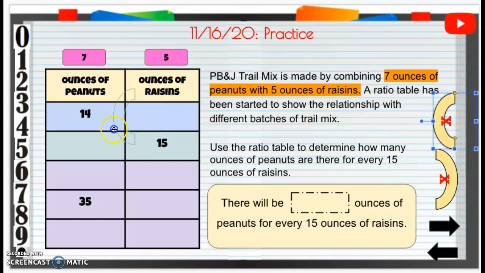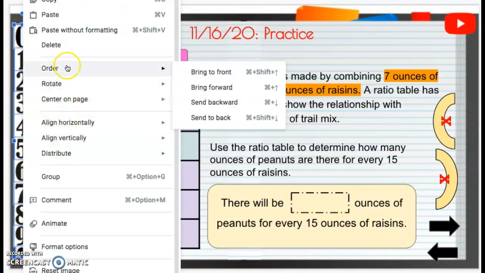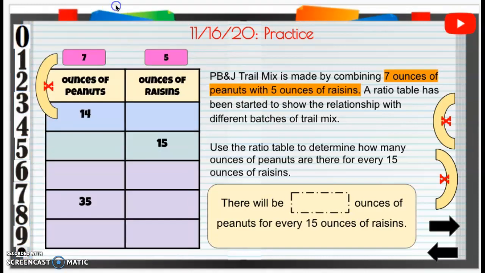Okay, let's try this one last time. From 7 to 14, I know you multiply by 2. So 7 times 2 is 14. I'm going to bring these to the front now. There we go. So from 7 to 14, we multiply by 2. If I multiply this by 2, I must multiply this side by 2 as well. So 5 times 2 is going to be 10.